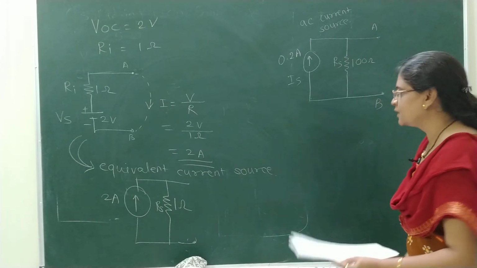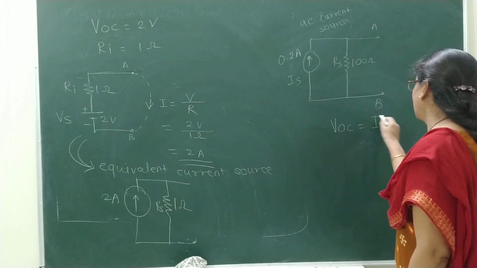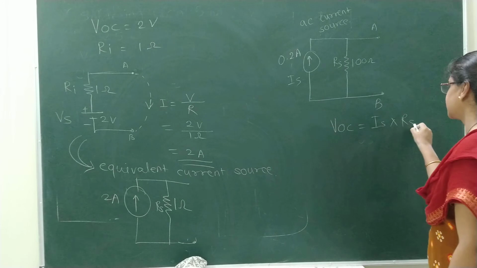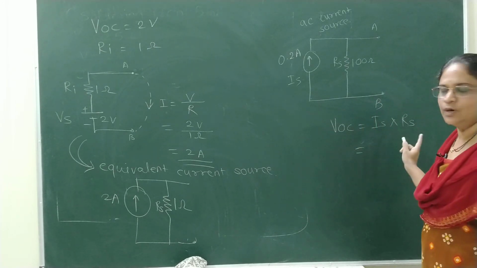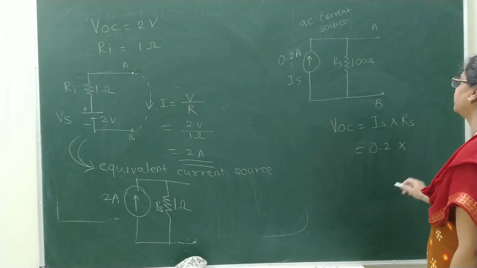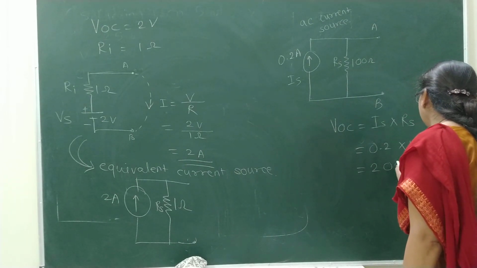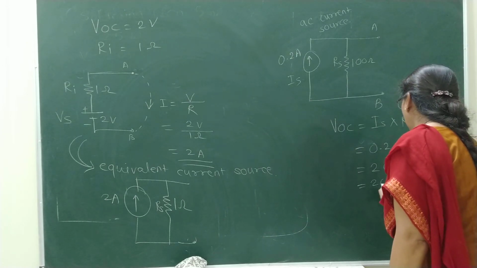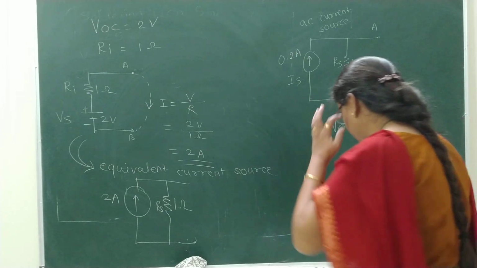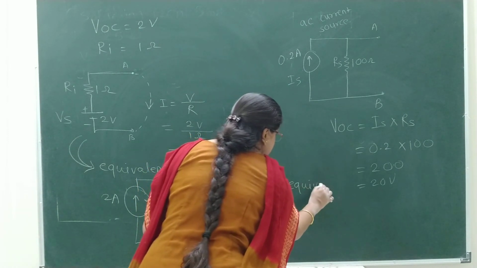So the open circuit voltage, here it can be calculated as VOC is equal to IS into RS. V is equal to I into R. So how much is the RS? IS is 0.2 ampere, RS 100 ohm. So it results to be 20 volt.